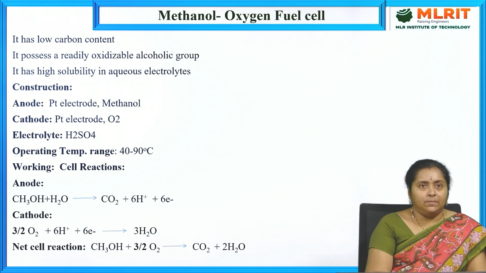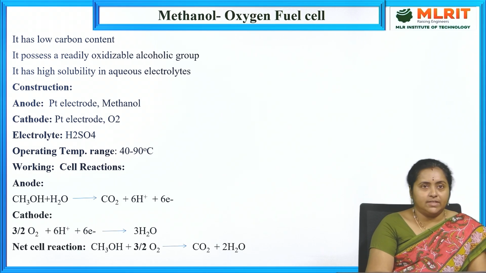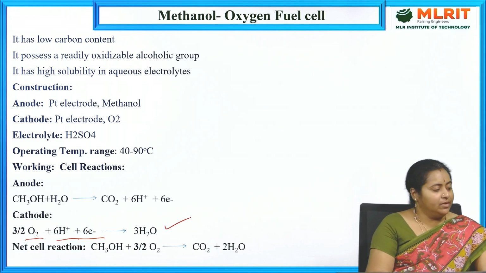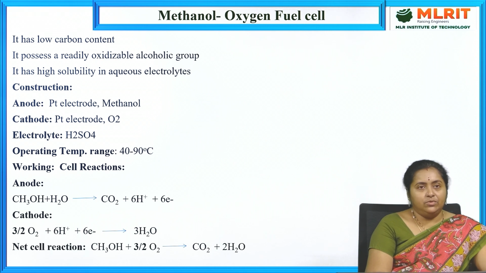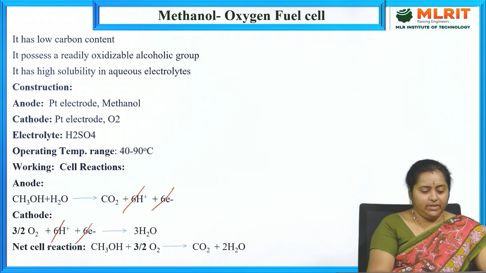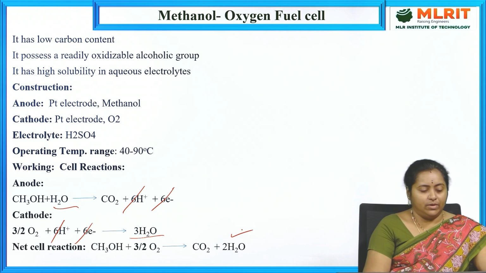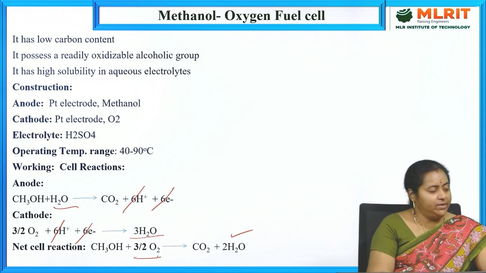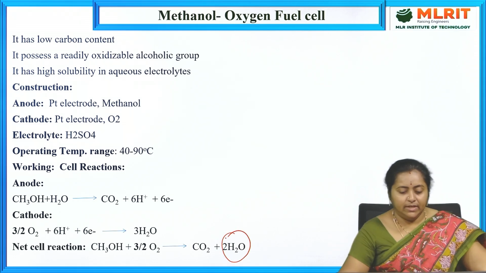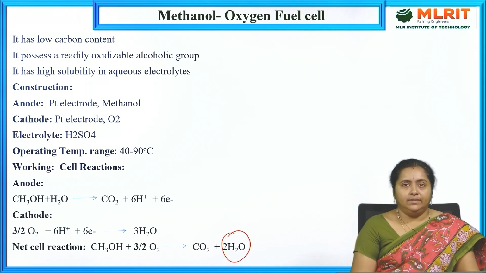Coming to the cathode chamber, we have oxygen. This oxygen undergoes reduction by gaining the electrons which were lost at the anode. In the presence of H plus ions, it forms water molecules. If you notice the net cell reaction, these two things get cancelled on either side. Here it is 1 mole of water and here it is 3 moles of water. If you subtract, we get 2 moles of water. So CH3OH plus 3 by 2 O2 gives rise to CO2 and water. As I told you, it produces water as one of the byproducts.